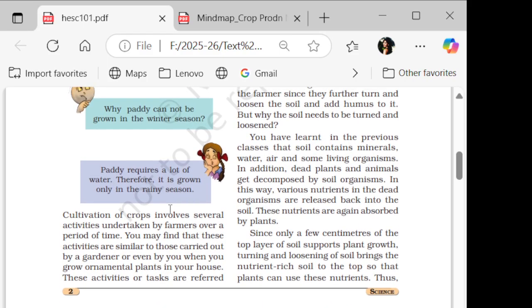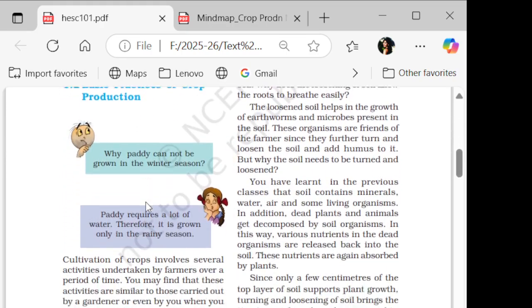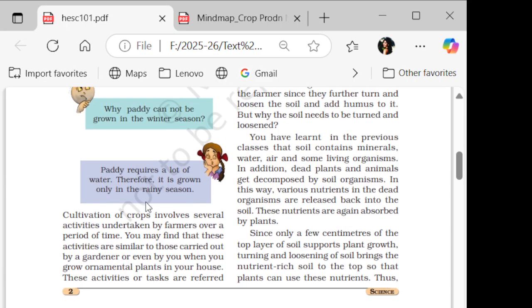We have to just know how paddy is grown during rainy season. Okay, and why is it grown in rainy season? The very first thing is that paddy crop requires a lot of water. It requires so much water that we need to grow it in the rainy season. How is paddy grown? First the seeds are sown in the nursery, and then small saplings of this plant are planted into the field.